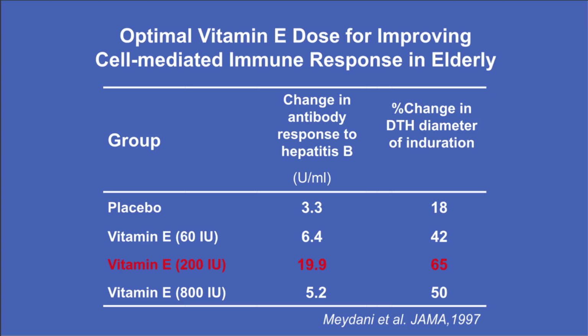Similarly, we find the same type of results looking at another index of T-cell mediated function, referred to as the delayed type hypersensitivity skin response. Again, we find that 200 IU per day was the optimal level in terms of improving the response in the older population.